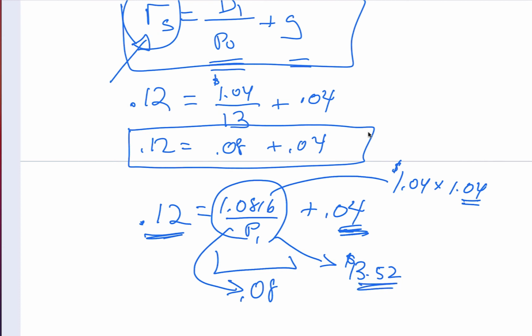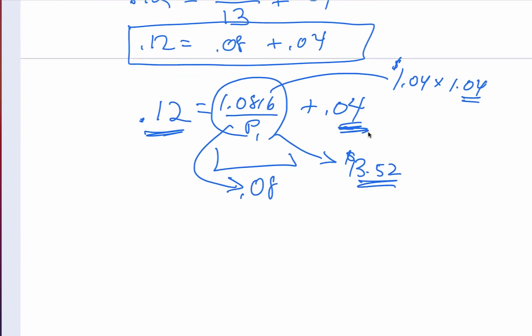You get $13.52. And well, let's see, we had a stock price initially at $13. That was P0. You multiply that by 1.04, and we get $13.52. It works because that's the price at time 1.